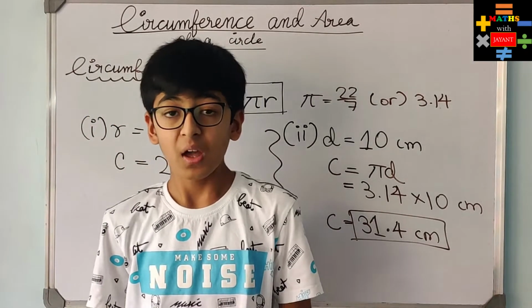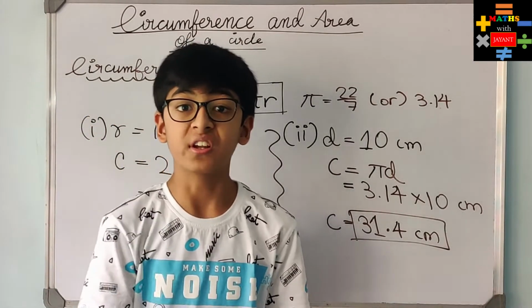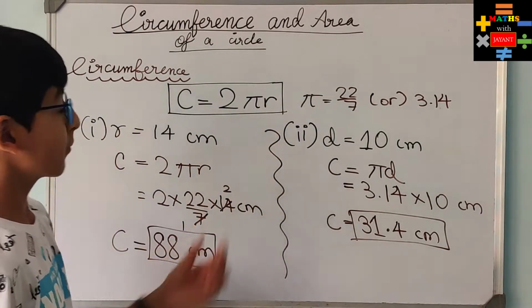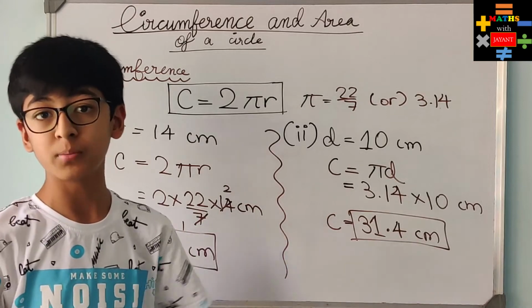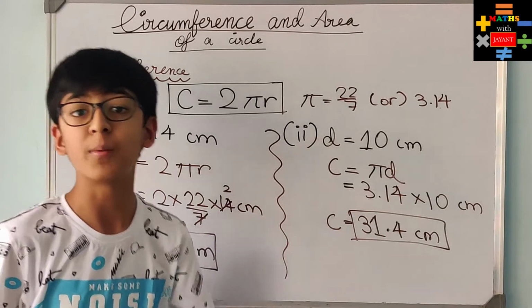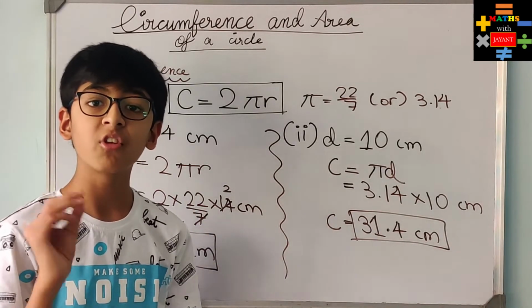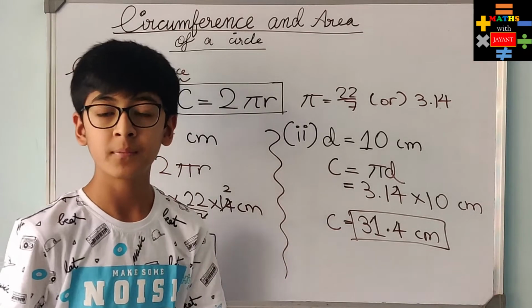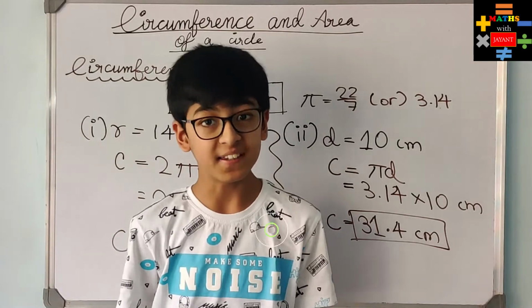Okay? And in some questions they mention use pi as this, use pi as that. So if I am given use pi as 22 by 7, or pi is equal to 3.14, in any of these cases you will use the value given to them. If not, both are okay. Now let's move on to area.